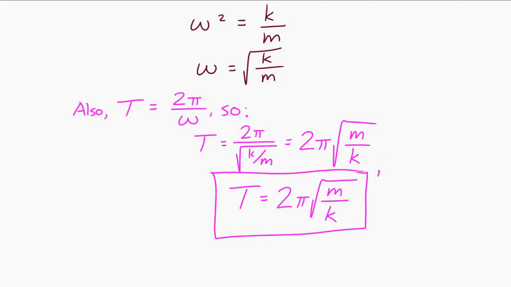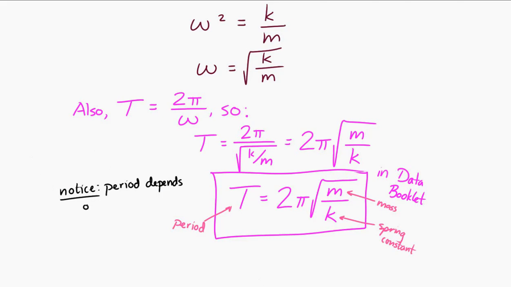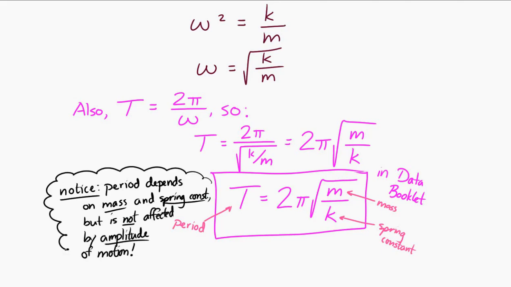So this is an expression that tells us the period of the motion for the mass spring system, if we know the mass of the block, whatever it is that's oscillating at the end of the spring, and the spring constant of the spring. Notice, this period will change if we change the mass of the object, and it will change if we change the spring constant. But it doesn't change based on the amplitude of the motion. The period is the same if the motion has a tiny little amplitude or if it has a really big amplitude. It only depends on mass and the spring constant.